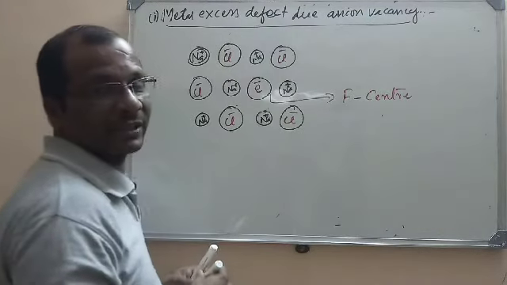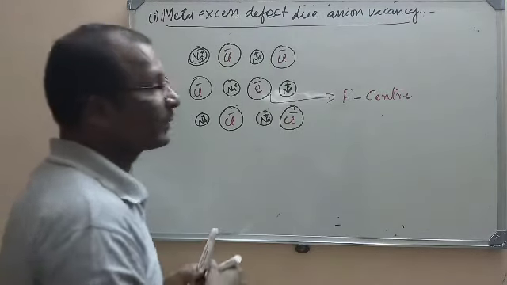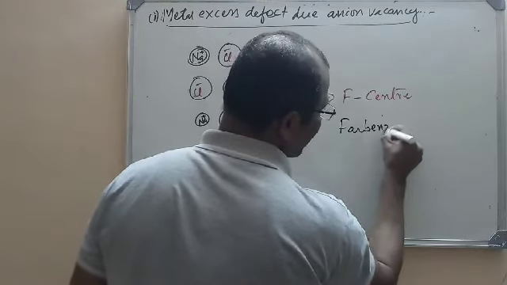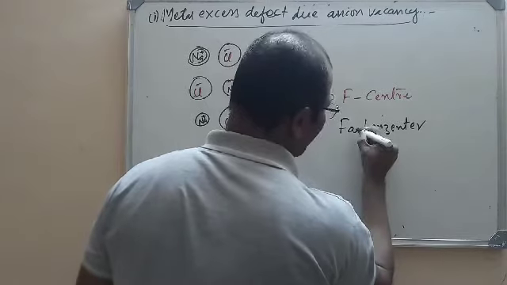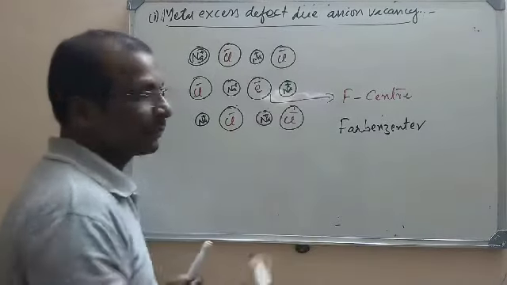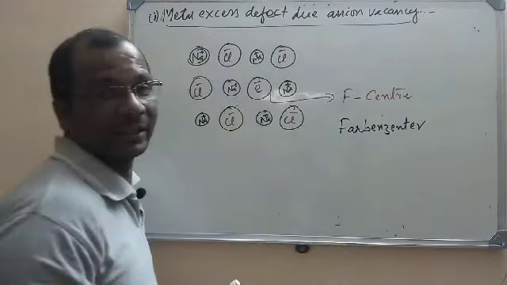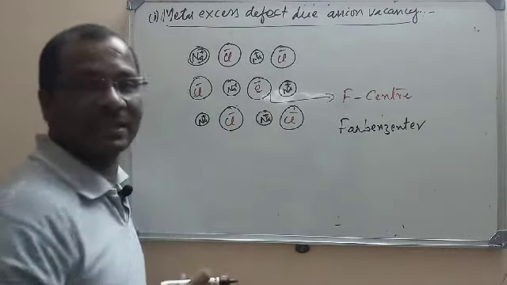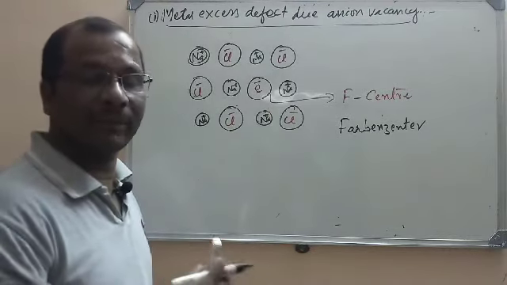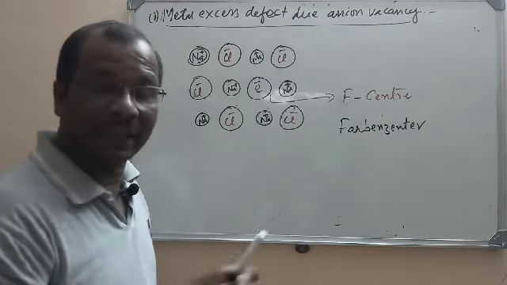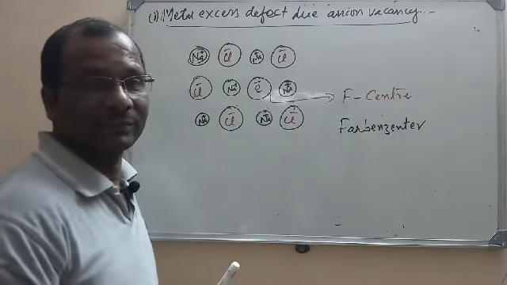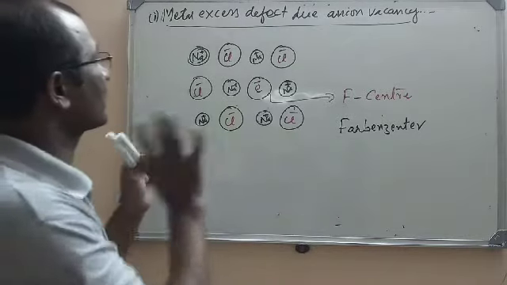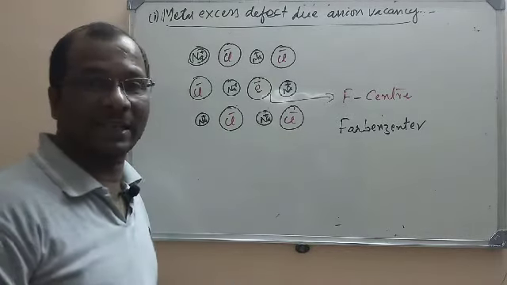What is meant by F center? Actually it is from the German word. F means Farbenzenter, that means color giving. The unpaired electron present in the crystal will give color to the crystal. I will explain in detail why it occurs. So this is basically the metal excess defect due to anion vacancy.